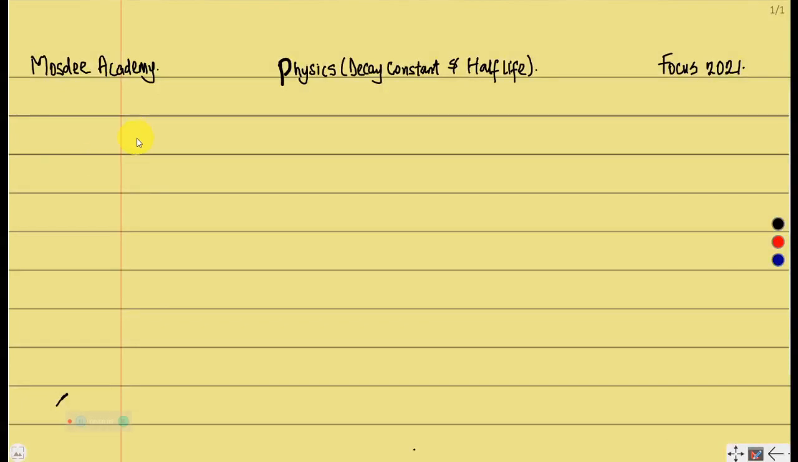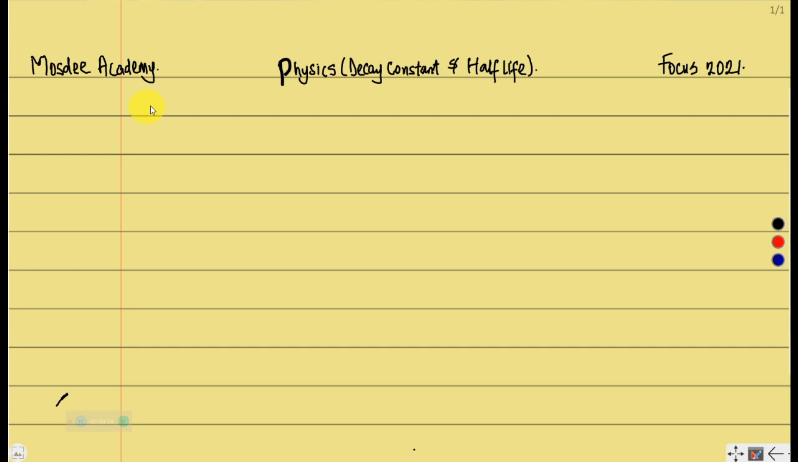So we continue with the radioactive topic. In this slide, we are going to be discussing decay constant and half-life. In sequence, before we can talk about decay constant, we need to understand another parameter we call the activity of a radioactive element.